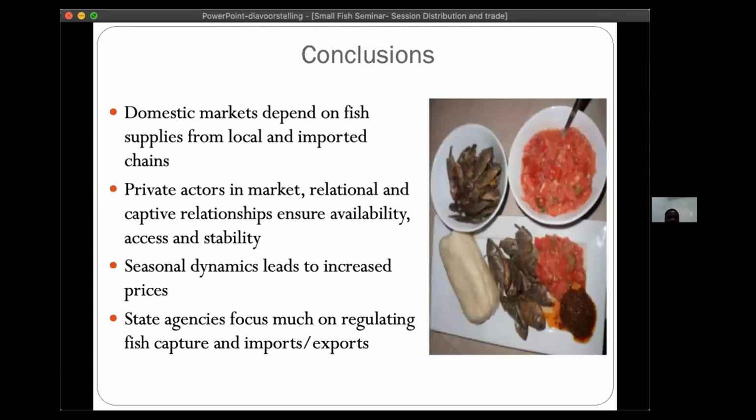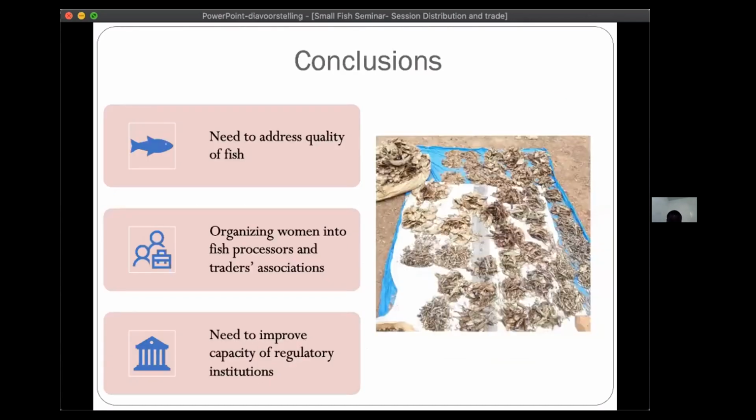In conclusion, the domestic market depends on fish supplies from the local and imported fish chains. The private actors in market, relational, and captive relationships ensure availability, access, and stability of fish in the domestic market. But seasonal dynamics leads to increased fish prices, which will affect consumers' purchases of fish during the lean season. The state agencies also focus much on regulating fish capture and imports and exports. Next slide, please. And there is the need to address fish quality and safety in the country.